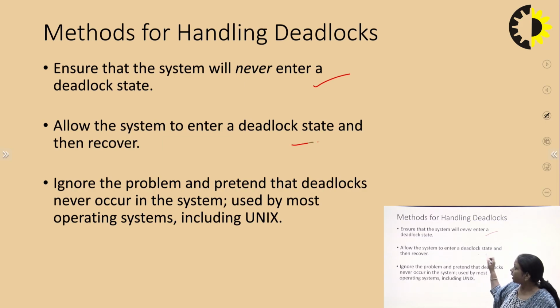Second, allow the system to enter a deadlock state and then recover. If we have detected a deadlock state, then we can recover from it. That is the second possibility. And last one, we can ignore the problem and pretend that deadlocks never occur in the system, as used by most operating systems, including Unix. So, in this case, we will ignore the problem. We will not handle deadlock. We will just shut down the system or switch on the system, and we will ignore this problem.